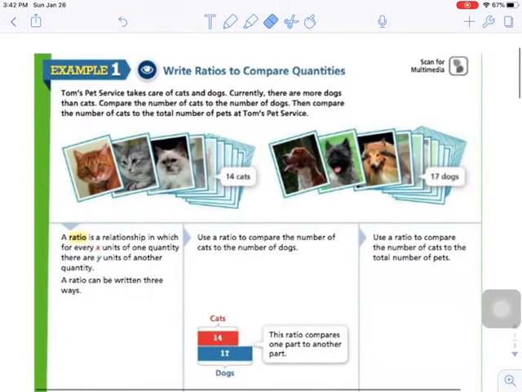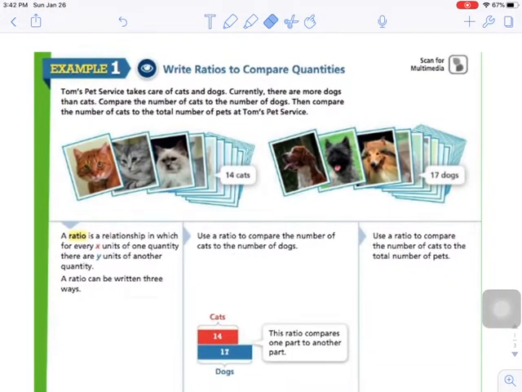Okay, so today we're going to be starting off topic 5, which is all about ratios and rates. And today we're going to be jumping into lesson 1, which is how to write ratios to compare quantities. So, first off, what is a ratio?